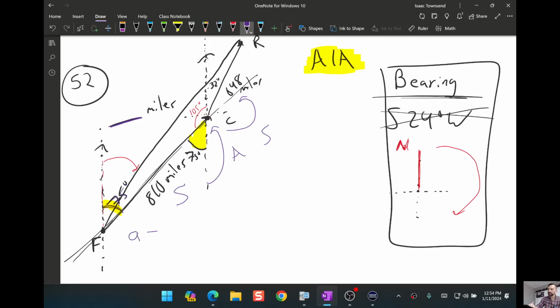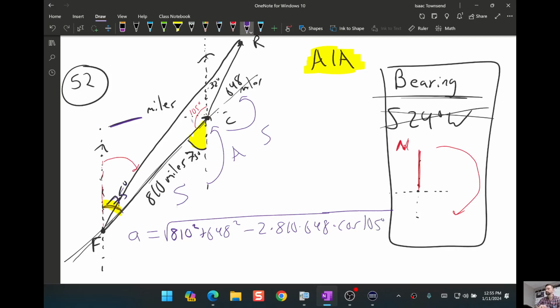So I'm going to call this side A. So A would be the square root of one of the other lengths squared plus the third length squared minus 2 times this length times the cosine of the angle in between those, which I figured out was 105. And that's your first answer. That's going to tell us how many miles it would be if we went straight from Franklin to Rosemont instead of detouring to Centerville first and then to Rosemont.